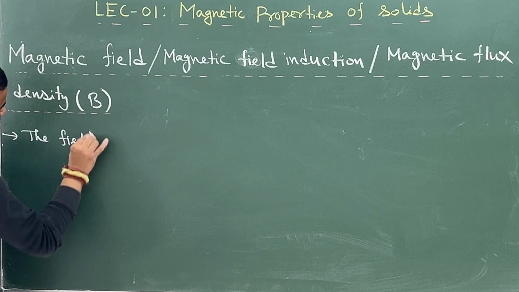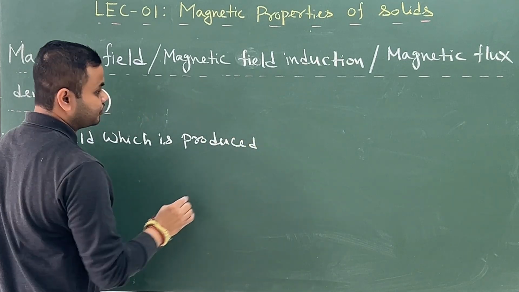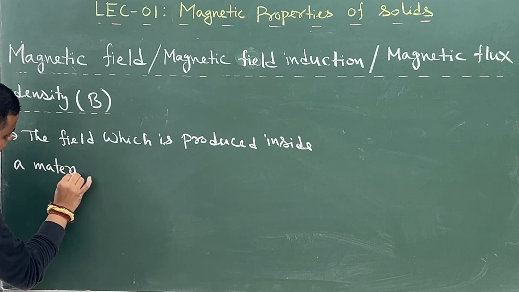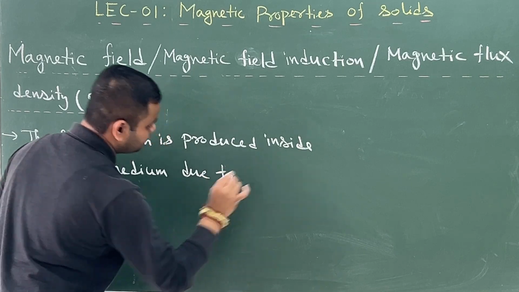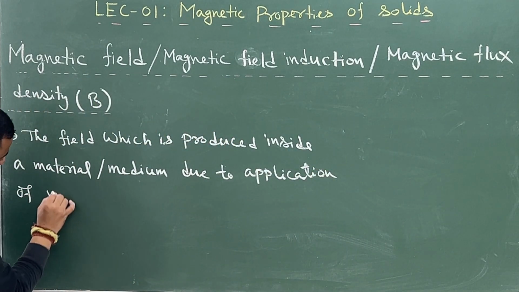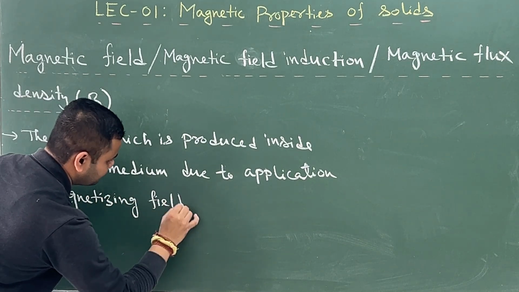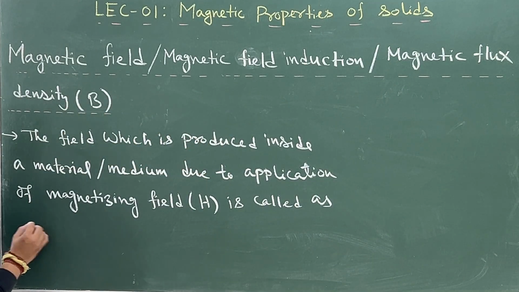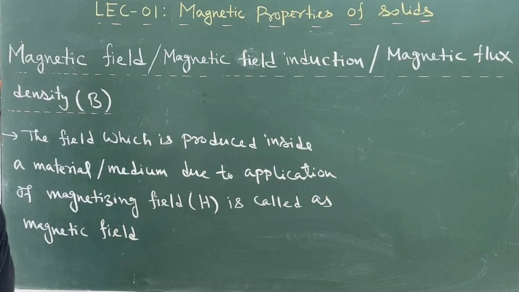The field which is produced inside a material or medium due to application of magnetizing field is called as magnetic field or magnetic field induction or magnetic flux density B.